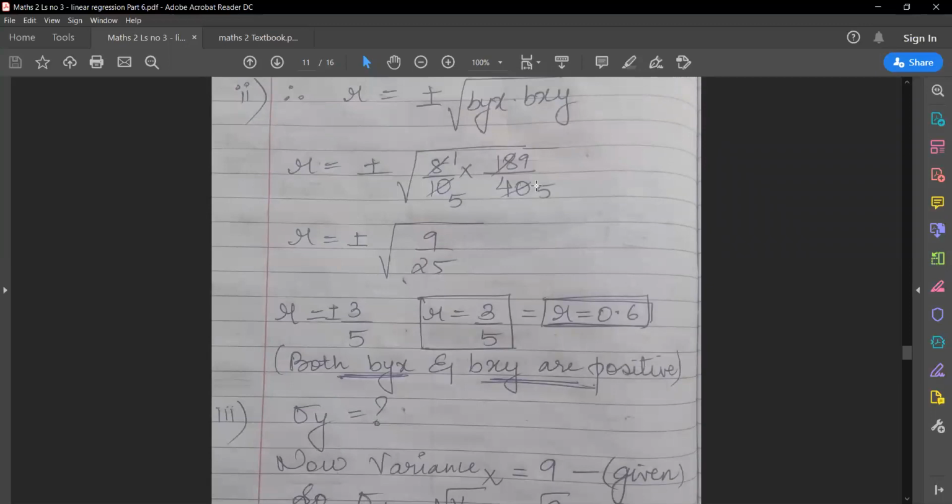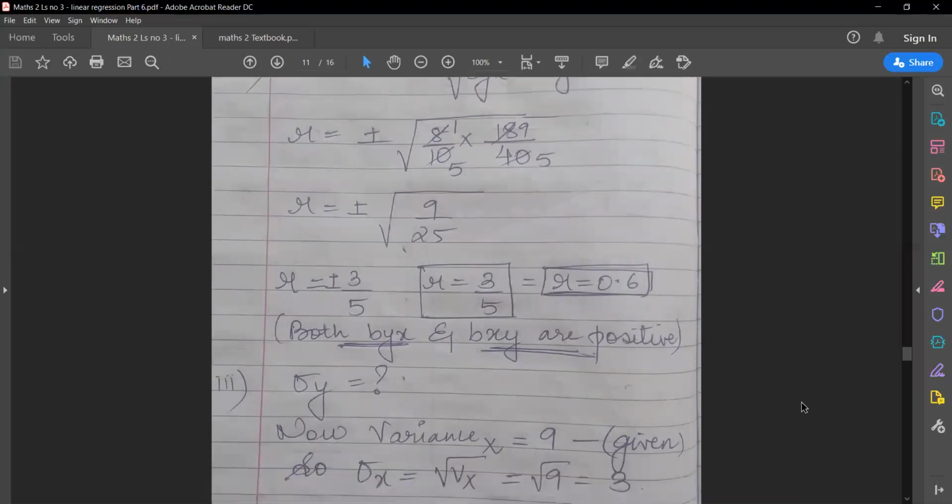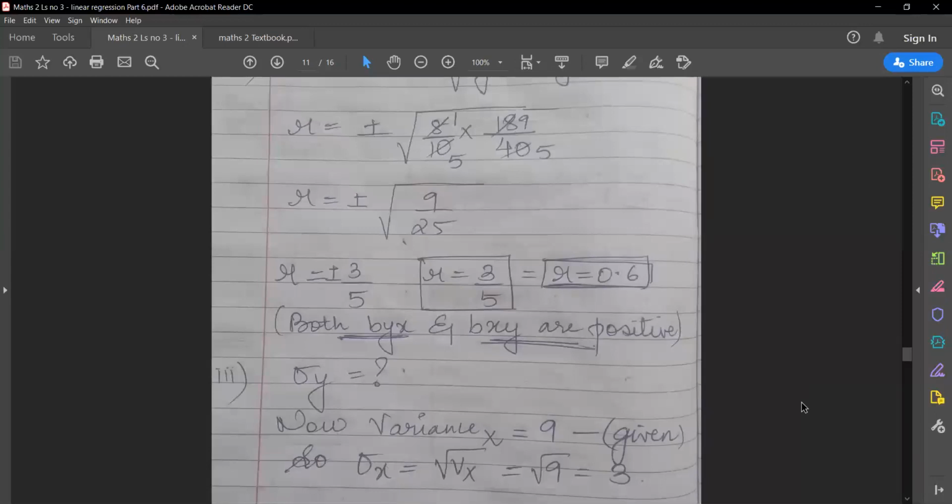r is equal to plus minus root of byx into bxy. So r is equal to plus minus root of 8 by 10 into 18 by 40. On cancelling, I get 9 by 25, which is 3 by 5, that is positive 0.6, because both byx and bxy are positive. So 3 things we have finished.